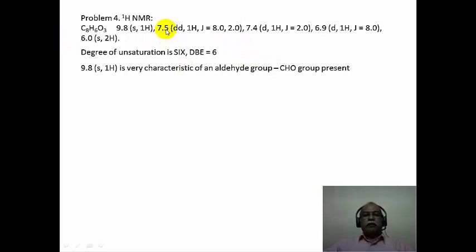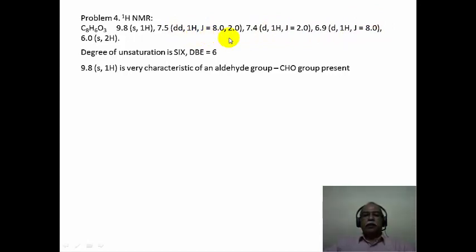Then if you look at 7.5 ppm doublet of doublet with 8 and 2 Hertz couplings, and 7.4 a doublet of J equal to 2, 6.9 a doublet of J equal to 8, all of them are 1 hydrogen intensity. This would only mean that you have an aromatic skeleton with 3 hydrogens because of the integration 1, 1 and 1 for these 3 signals. It is a tri-substituted aromatic compound.